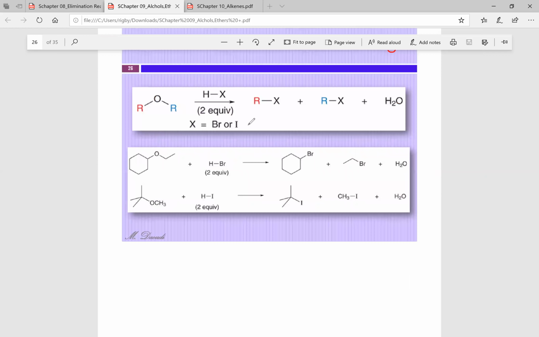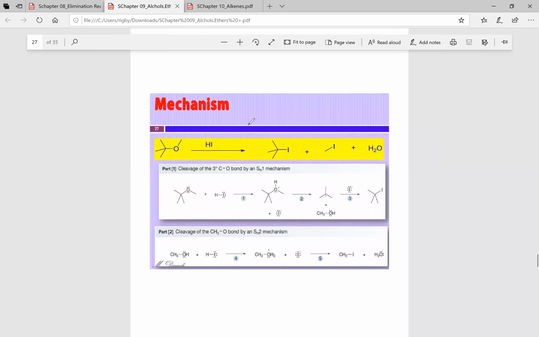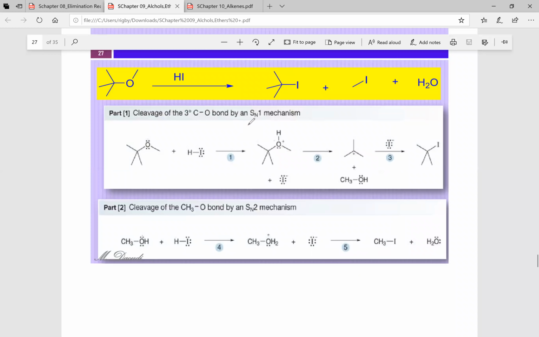Okay? And so essentially what happens in the mechanism is we do what we did before, twice. Instead of having an OH group, we have an OR group. So you protonate this oxygen, making it a good leaving group, it leaves, and then it's replaced by the halogen from before. Then the same thing happens again, but now it's something we're more familiar with, where we're using the HX with an alcohol itself, okay?